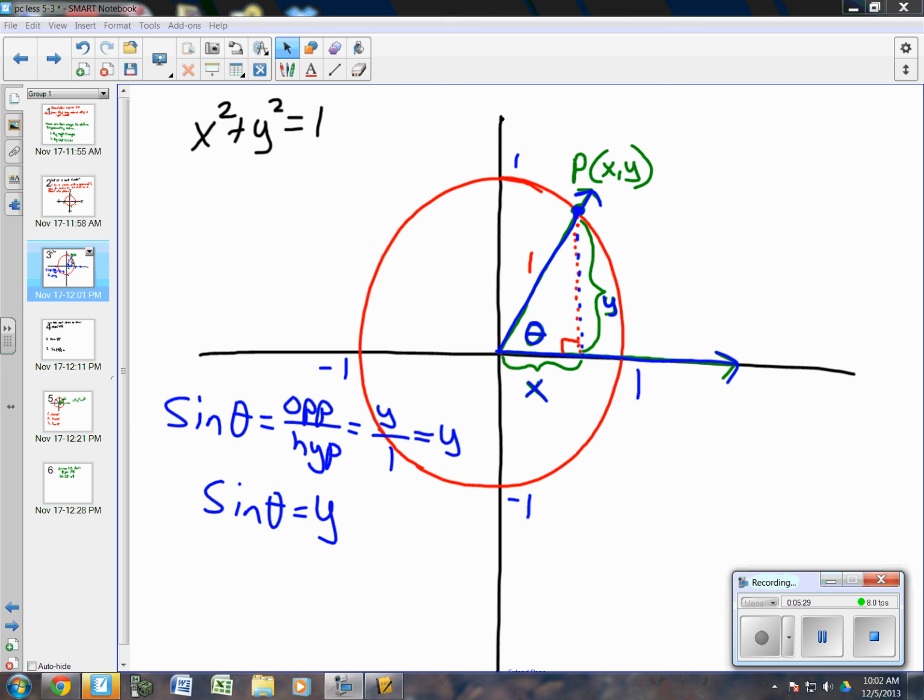Okay. So we're going to do the same thing. I'm going to have you guys in your groups. I'm going to give you 45 seconds. I want you to define the cosine of theta using the unit circle. Go. Okay, what did we define the cosine to be, you guys?